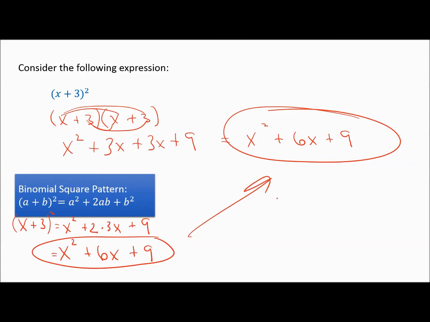Now again, you don't have to learn anything new in this section. What I really want you to realize is if you have x plus 3 squared, that's x plus 3 times x plus 3, and you can use the FOIL method. But if you want to use the binomial square pattern, that'll get you there. So notice it's square the first term, multiply the two terms together times 2, and then square the last term.